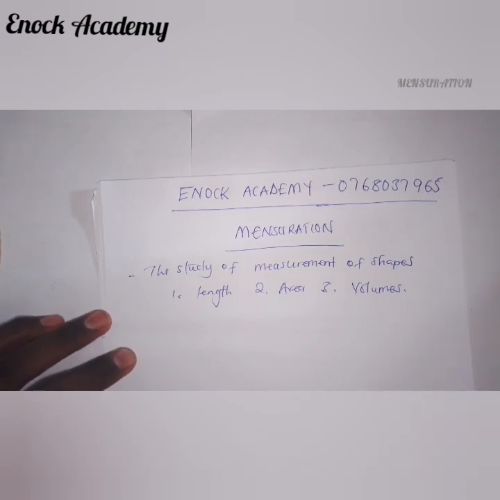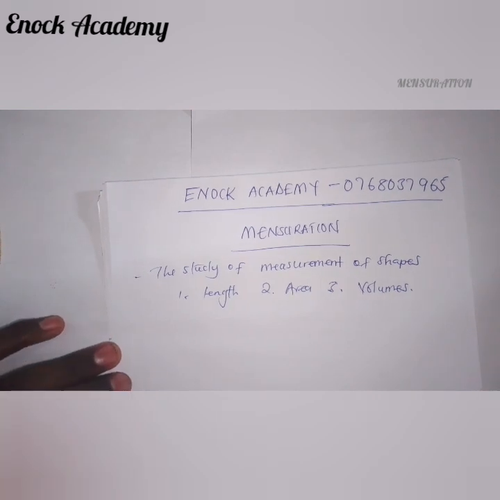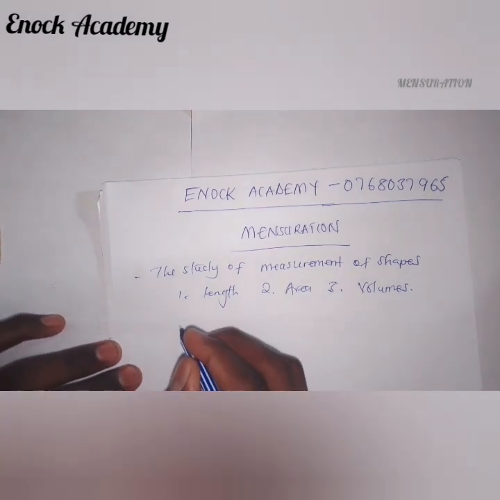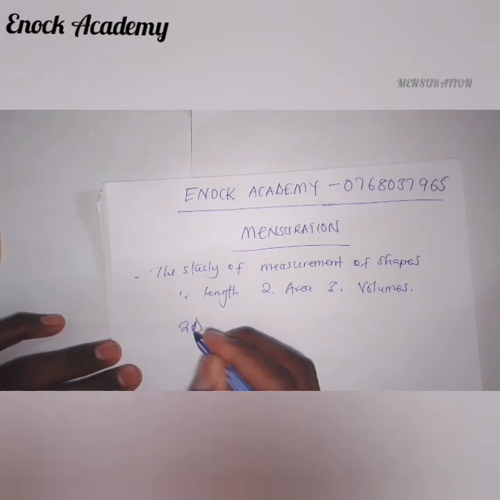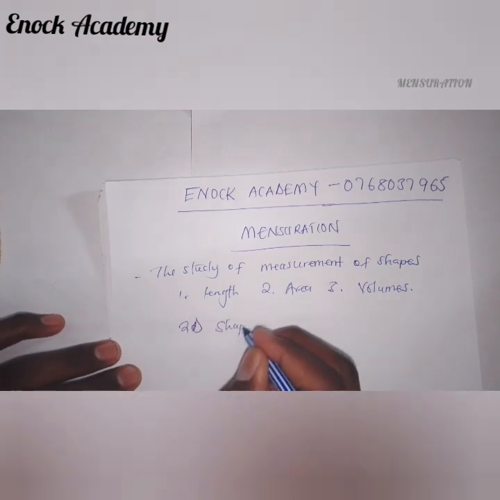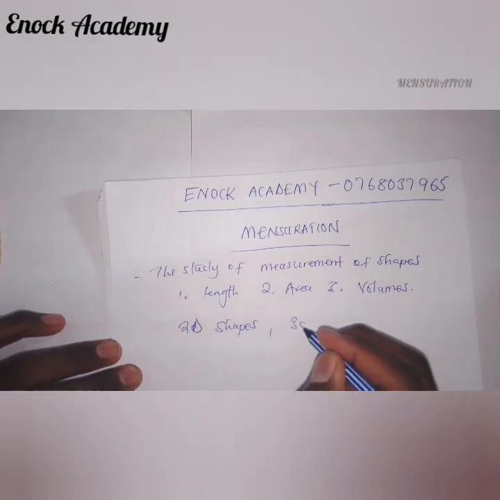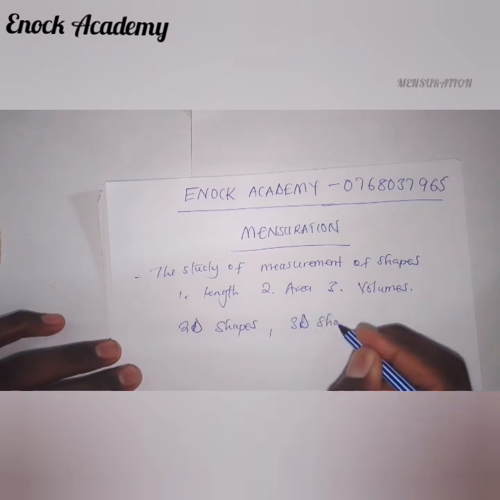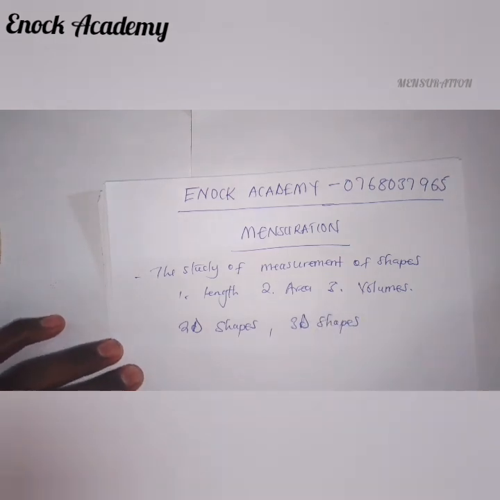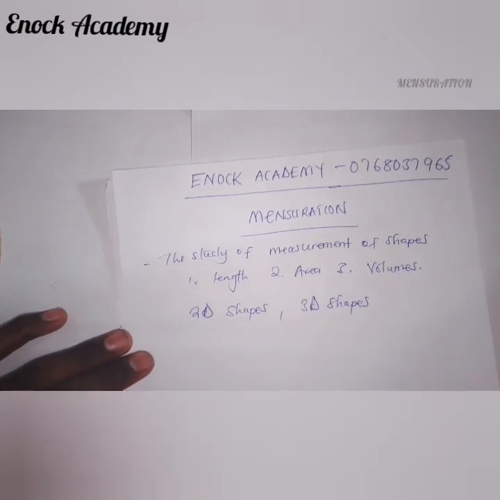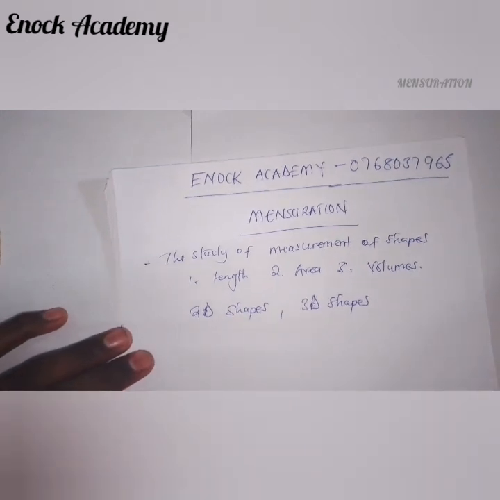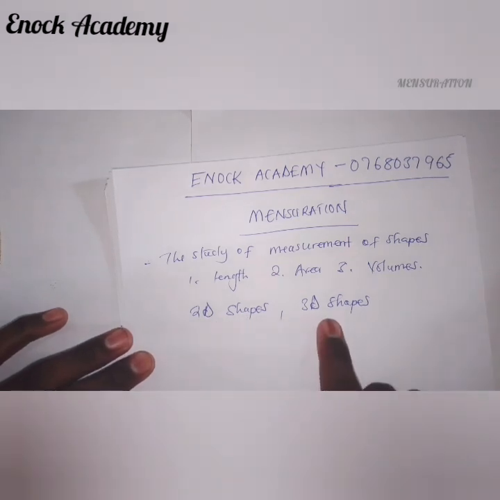divided into two parts, so I can say shapes are in two types. There is what we call 2D shapes. There is also what we call 3D shapes. So the way we measure these shapes is different from the way we measure these shapes.